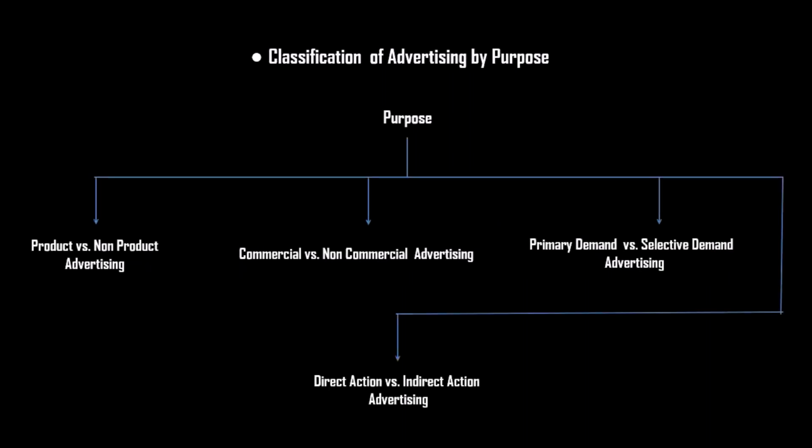Classification of advertising by purpose. Based on purpose, advertising is classified into 4 types. 1. Product versus non-product advertising. The purpose of product advertising is to sell the advertiser's product or service. On the other hand, the purpose of non-product advertising is to polish an advertiser's image in consumers' mind or to influence public image about an issue. The aim of non-product advertising is to keep audience thinking about who is sponsoring the ad or the issue.